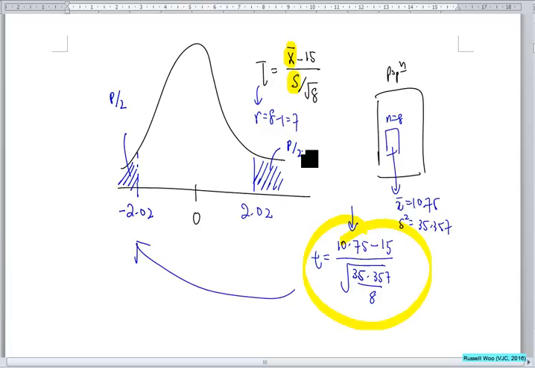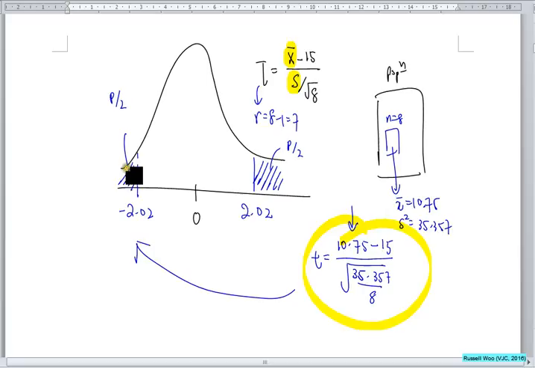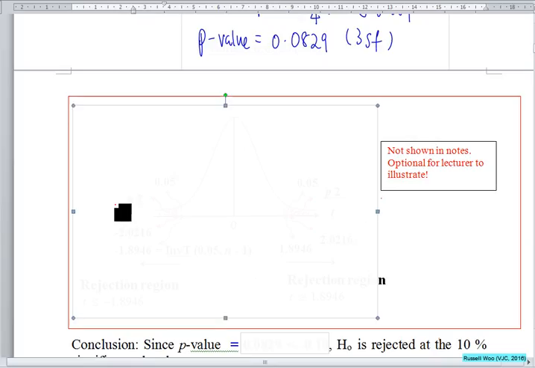Then is there an equivalent critical value? Let's say you do decision making. Is there a critical t value? Yes, there is. Do you know how to calculate? Inverse t, 0.05, to find out what this critical value is. Follow what I'm saying? Yes, I'm going to show.